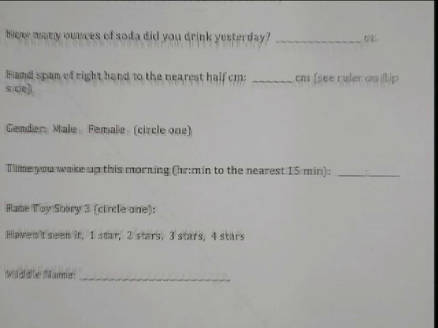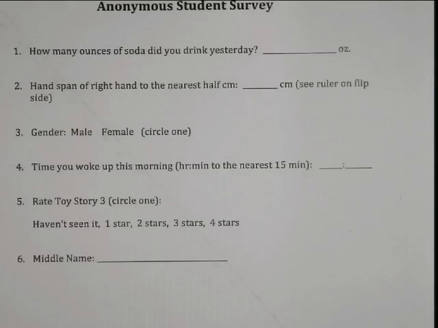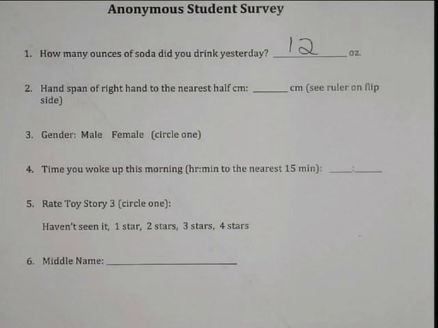Fill that in terms of number of ounces. I had a can of soda for lunch that I believe was 12 ounces. Next question says, what's the span of your right hand? To answer that question, flip the page over, and you'll see a centimeter ruler on the back of this paper. And the span is the distance from your thumb to your pinky when it's fully extended.